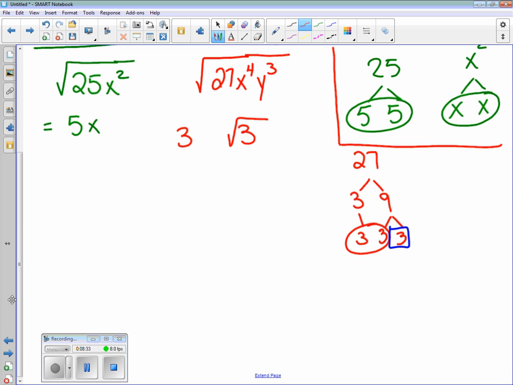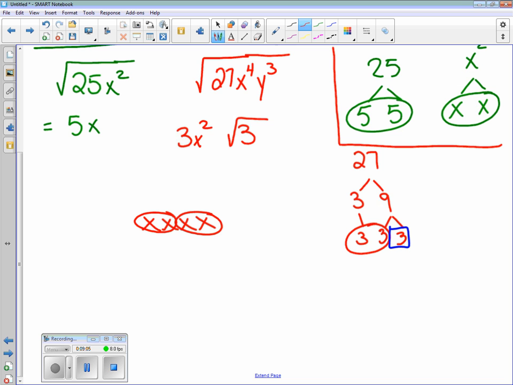Now let's deal with the variables. If I said x to the 4th, which I am saying x to the 4th, I'm going to write 4 of them down. You good with that? And what am I looking for? Groups of how many? So I'm going to circle pairs. How many pairs of x's do I have? So this is just x squared. Is there any left over? So there's no x's left underneath the radical.